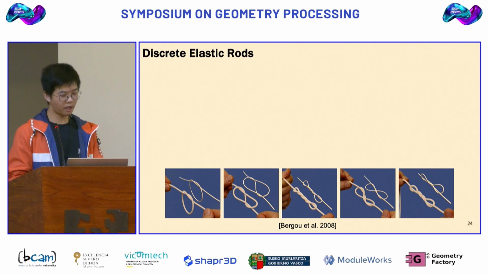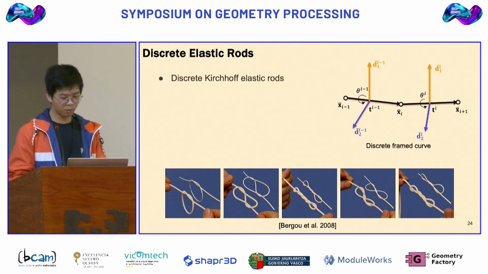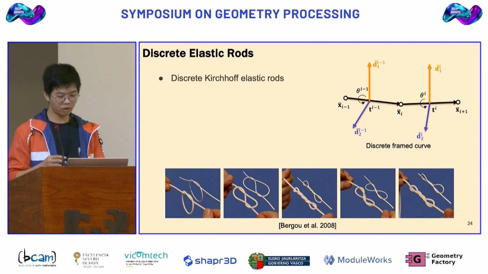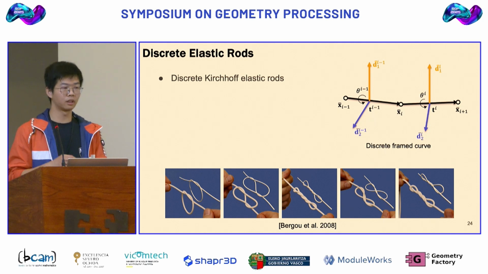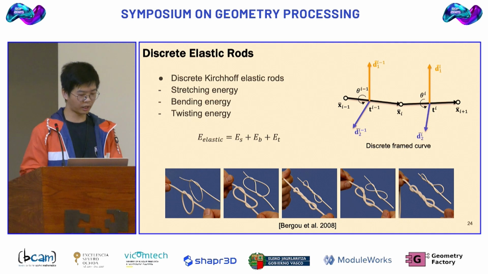Okay, next I will give a brief description of the discrete elastic rod model. The discrete elastic rod is represented as in this figure. It's basically a discrete centerline and an adapted frame which describes the orientation of the elastic material around the centerline. And its energy can be decomposed into three components: stretching energy, bending energy, and twisting energy. In the following, I will describe each of them briefly.